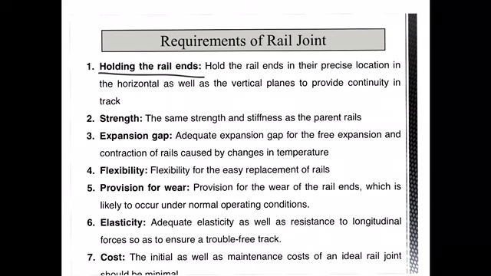The joints provided should be flexible for easy replacement of the rails. And we have seen that rail wear is common under all normal operating conditions, so the joints should have adequate provision for the wear of the rail ends. Next, with respect to elasticity, the joints should have adequate elasticity as well as resistance to longitudinal forces, so as to ensure trouble-free tracks.